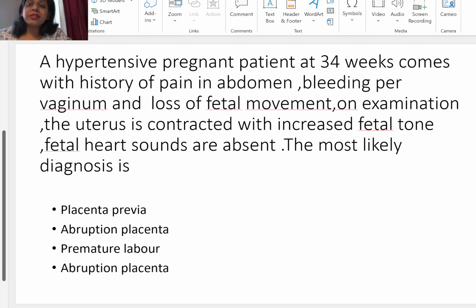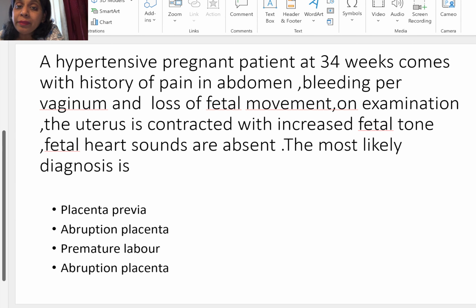And fetal heart sounds are absent. Why are the fetal heart sounds absent? Because of the fetal distress, right? The most likely diagnosis is, let us now rule out the other options. The one is placenta previa. See beta, in placenta previa there is always painless bleeding, as it is bleeding with pain, so it is not placenta previa. The second option is abruptio placenta. Yes, it is abruptio placenta.